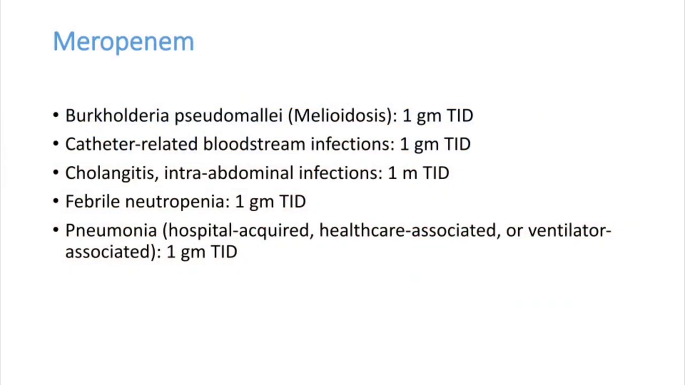Meropenem can also be used in melioidosis, catheter-related bloodstream infection, cholangitis, febrile neutropenia, and pneumonia. So many indications are there. There also you can use meropenem. All these drugs, carbapenems, should be adjusted according to your creatinine clearance.